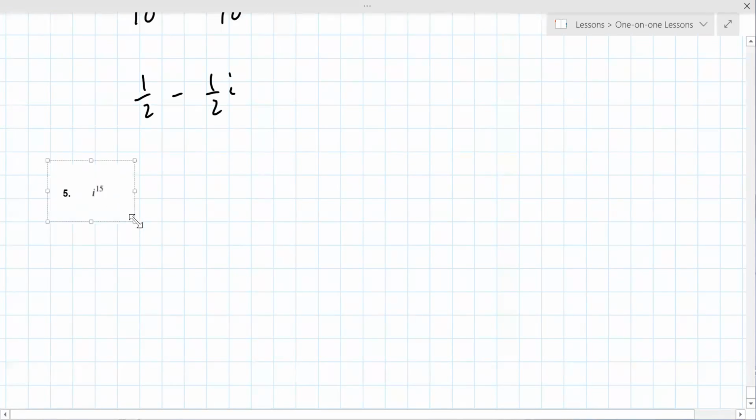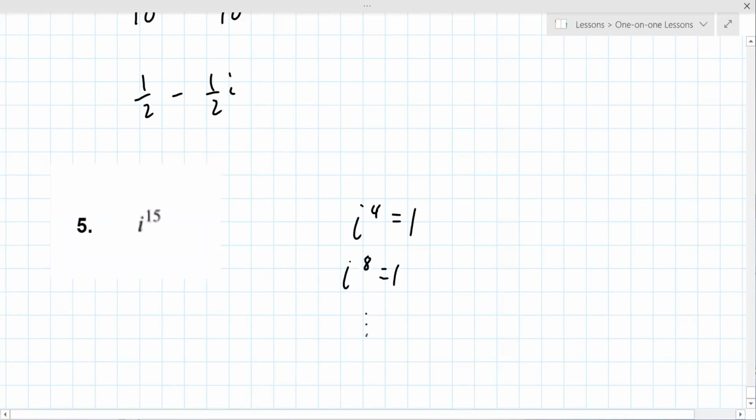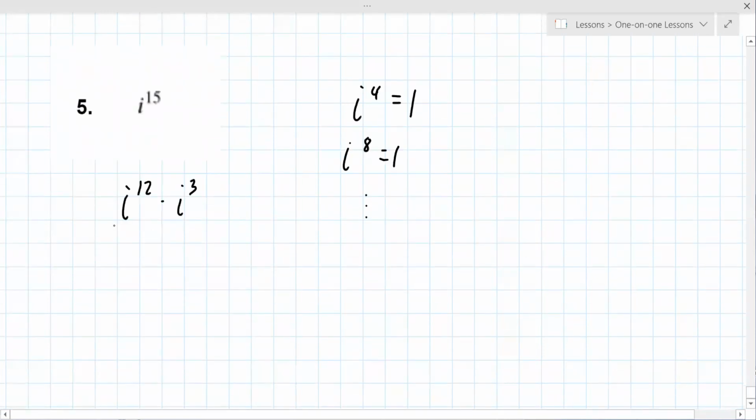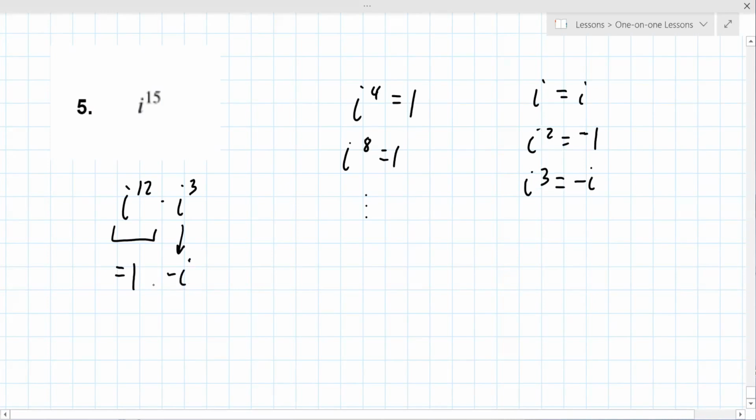So i to the 15th, what you do is you have to know that i to the 4th is equal to 1, i to the 8th is equal to 1, and so on. So you try to figure out what's the nearest multiple of 4. Well, this is i to the 12th times i cubed. And i to the 12th, well, that's 1. So now I've got to figure out what i cubed is. Well, i squared is -1, and i cubed is negative i. So this reduces to negative i times 1, which becomes just negative i.